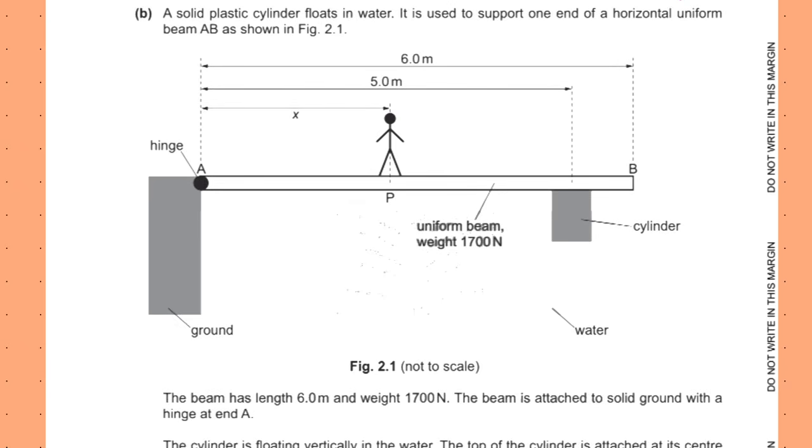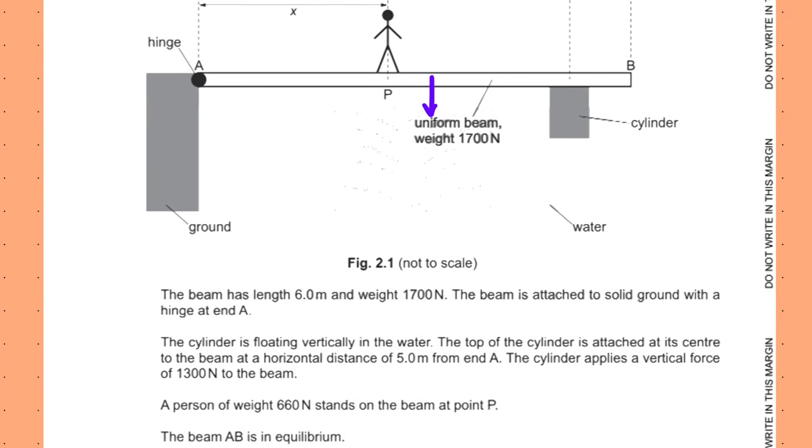A solid plastic cylinder floats in water. It is used to support one end of a horizontal uniform beam AB. So if it's uniform, that means that if this has a length of 6 meters like this, which is also given here, and weight 1700 newtons, so its weight would be marked halfway along the center. So this length is then going to be 3 meters, and then this length is also going to be 3 meters. The cylinder is floating vertically in the water.